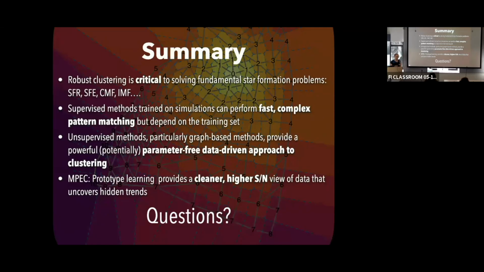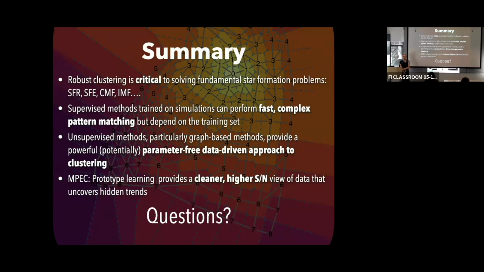Thanks, Bob. I had a question about MPEC, I guess, or prototype learning in general, which was, I missed why that was a step. Why is it not sufficient to randomly downsample your data if you think it's representative of the types of data that you want to apply to?